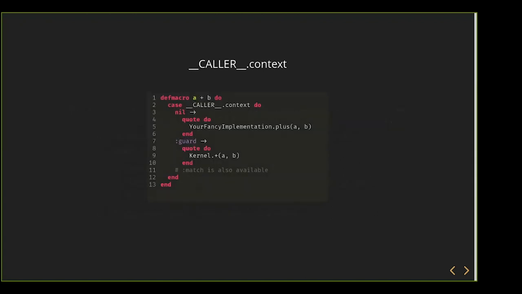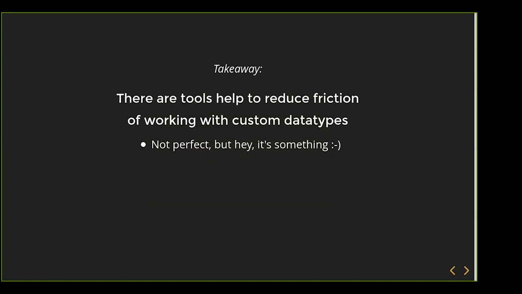When we're writing macros, we have access to the caller environment structure, and we can look at the context field to find out whether we are currently compiling normal Elixir code or guard code, or possibly whether we are in a pattern match. In this way, we can create different implementations depending on the context we are currently in. Now, if that went a little bit over your head, that is not a problem. The main takeaway here is that there are some tools that you can use to reduce the friction of working with custom data types inside pattern matching and guard clauses. They cannot do everything, but they do allow something, and that's already great.